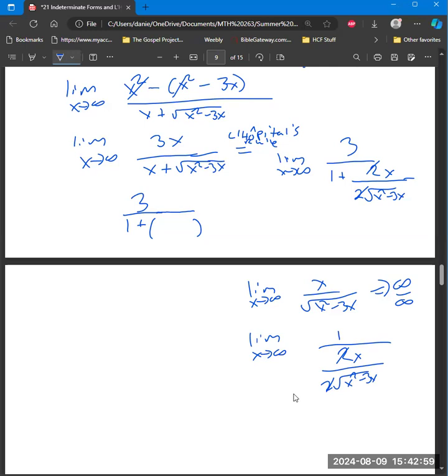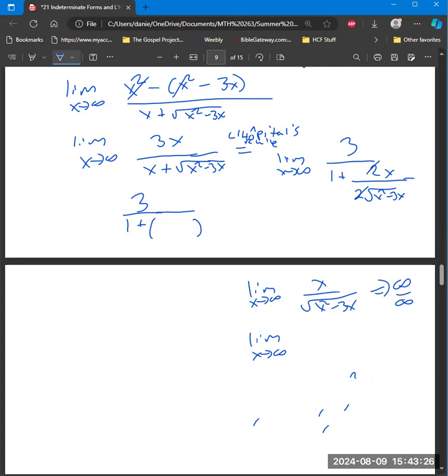And this is going to turn into the limit as x goes to infinity of root x squared minus 3x over x. And there's no nice way to keep doing this with L'Hopital's rule. That square root part is just going to keep coming back over and over again. So we're going to use other techniques that we learned in Calculus 1 already to deal with this.